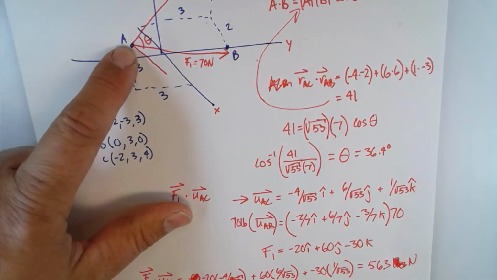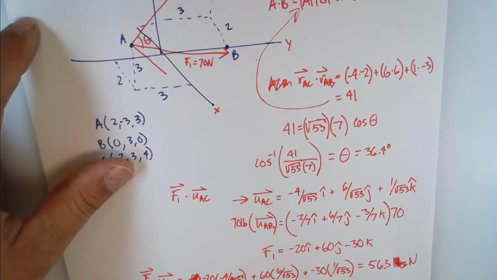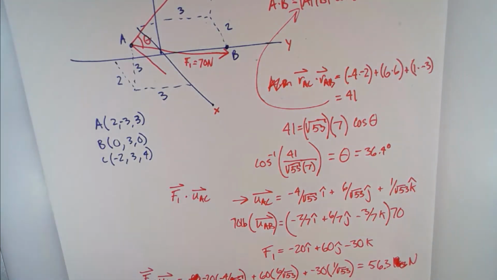Natasha was right that the most efficient way to counteract this would be just to put one right behind it, right? You just have 70 newtons pulling in the opposite direction, and that'd be best. But lots of times we can't do that. We have to do something off axis. Okay?